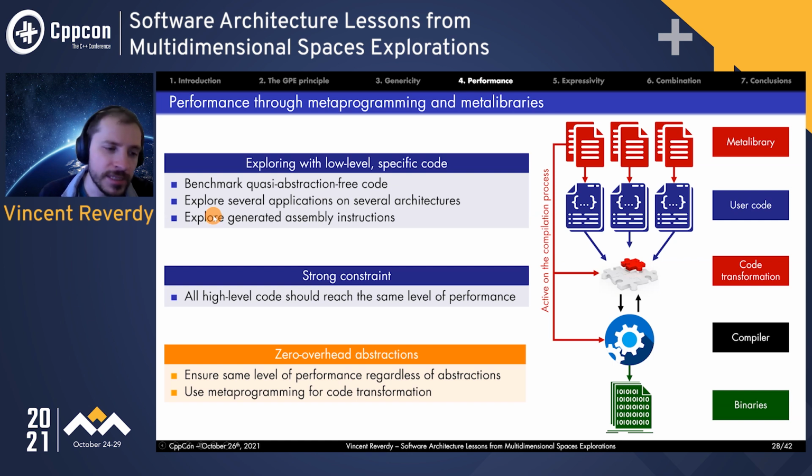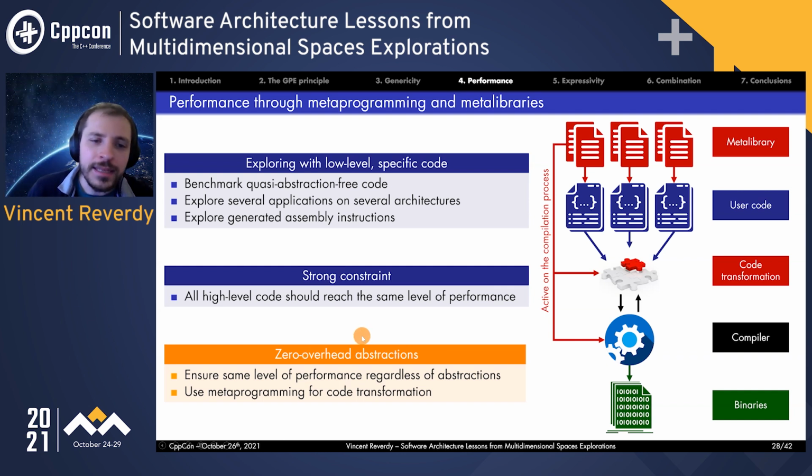No performance is missed, and to be able to provide some ground state to compare what the abstractions are coming with in terms of performance constraints. And the strong constraint in the case of C++ is that in most cases, all high-level code should reach the same level of performance as the low-level code.